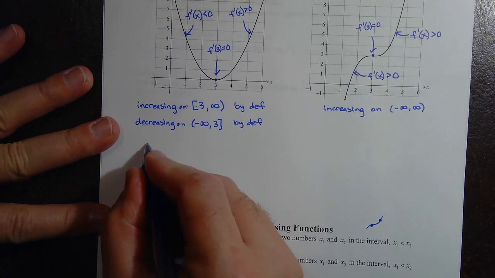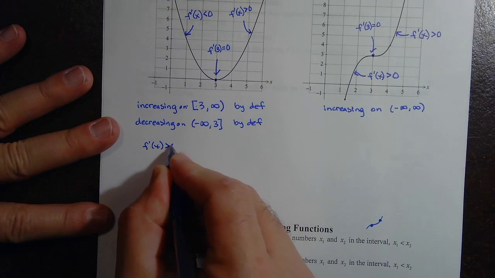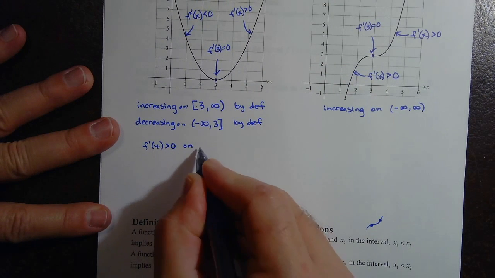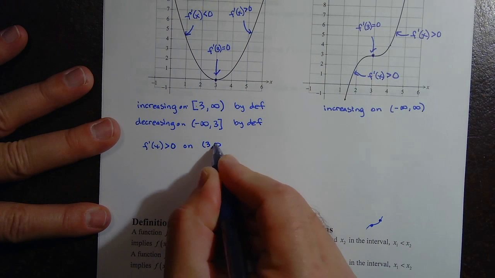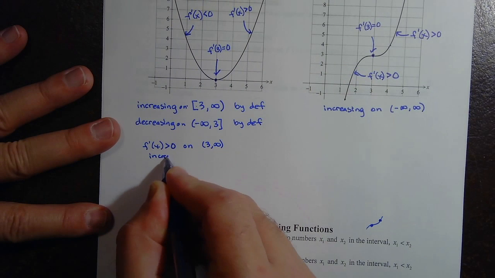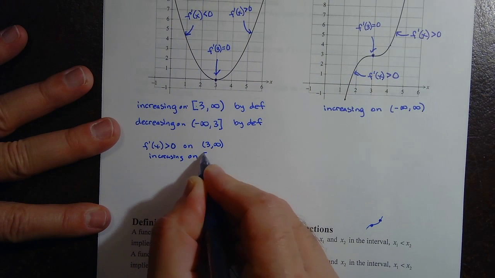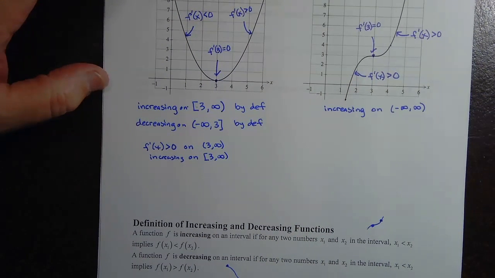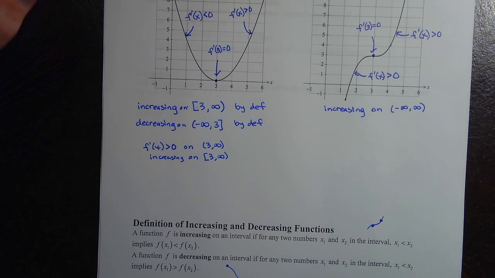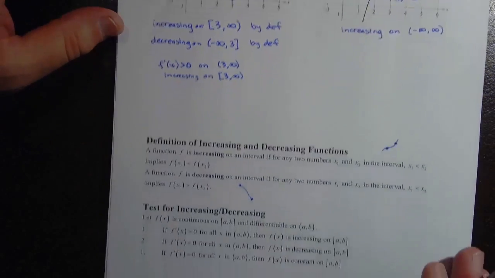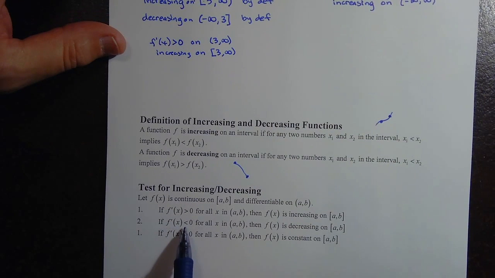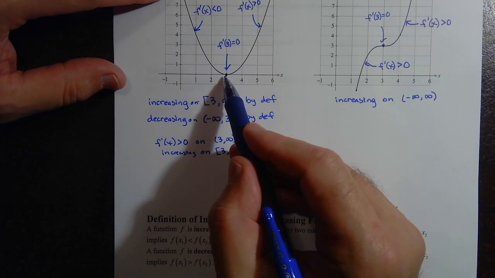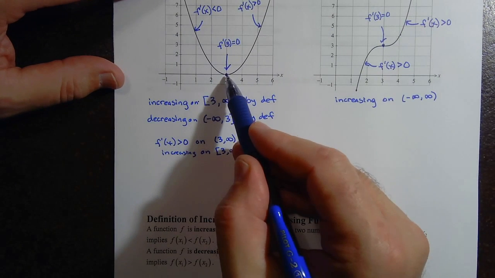So we would say f prime of x is greater than 0 on the interval 3 to infinity, but then we say it's increasing on 3 to infinity, and so we're going to include that point 3, okay? Now this isn't necessarily true if it's not continuous and differentiable, okay? All right? And then if the derivative is negative for all x in a to b, then f of x is decreasing on the closed. So the derivative is negative all the way from negative infinity up to 3, but not including 3, but then we would say it's decreasing, okay?